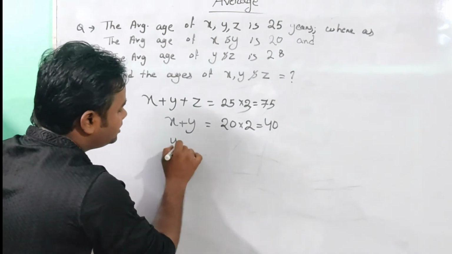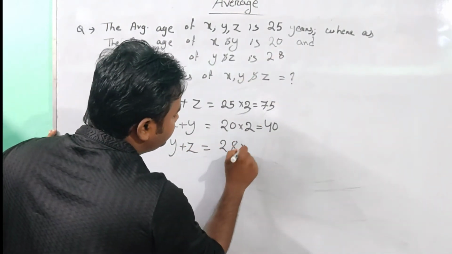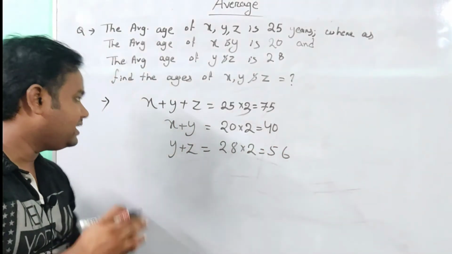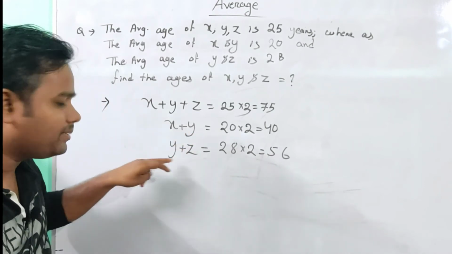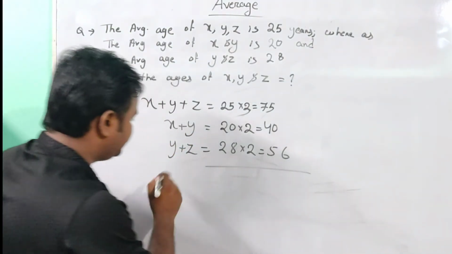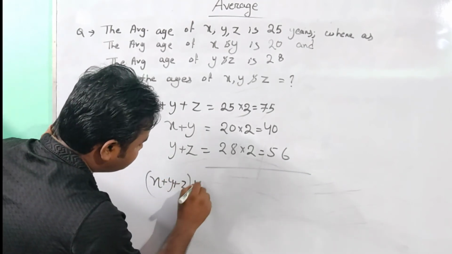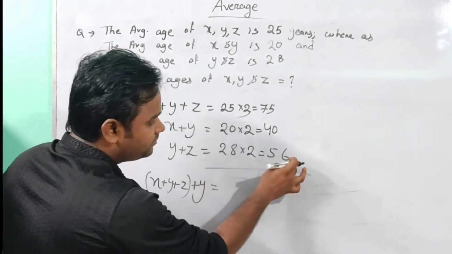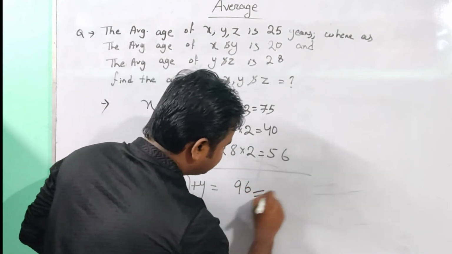So the sum of the ages of y and z will be 28 into 2, which is equal to 56 years. Here if I add these two, that means x plus y and y plus z, I can get x plus y plus z and one extra y will be added, and the addition will be 40 plus 56, which is equal to 96.